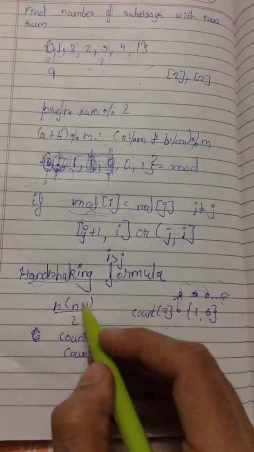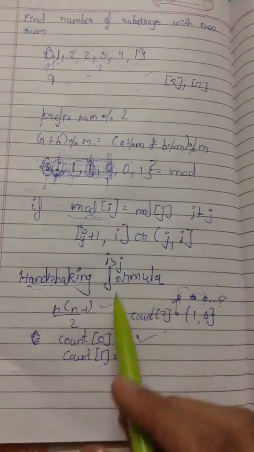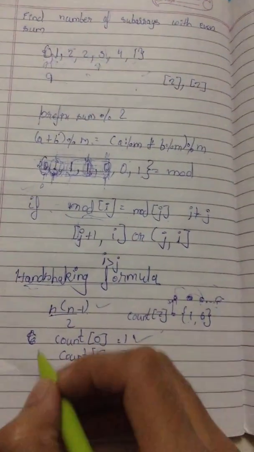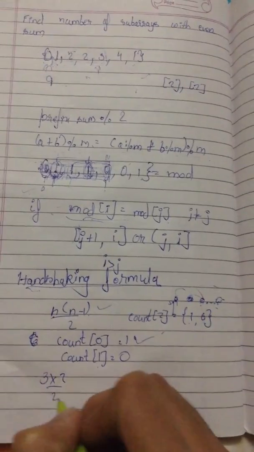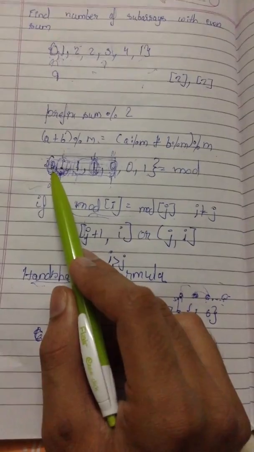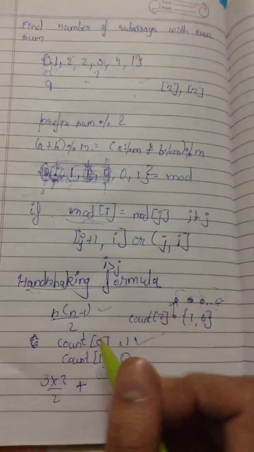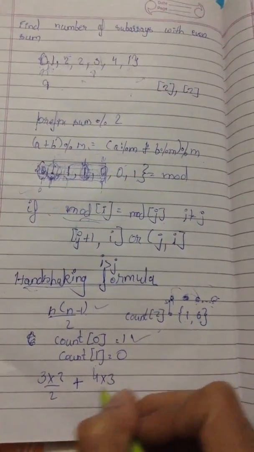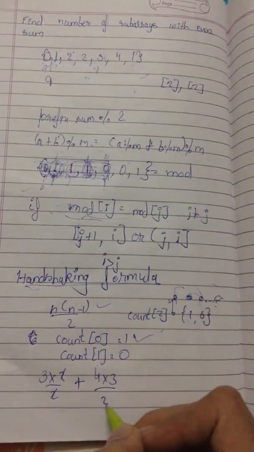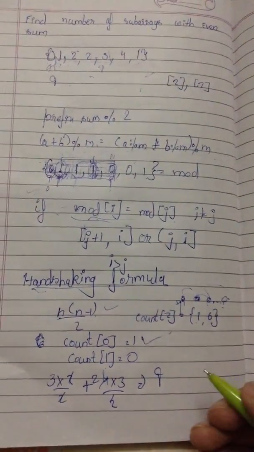So now, using this formula, suppose here how many zeros are we getting: 1, 2 and 3. So the formula will be applied like this, plus how many ones are there: 1, 2, 3 and 4. So that is 4 into 3 by 2. We cut it by 2, and you see that the answer is 9.